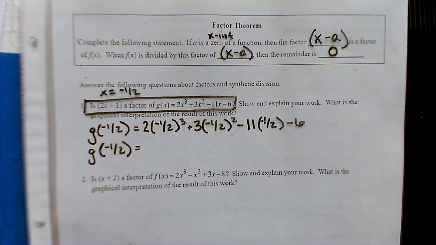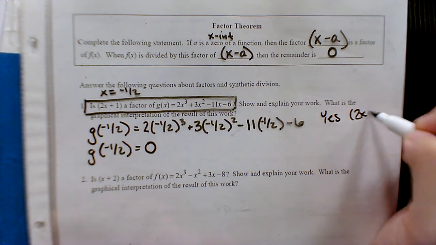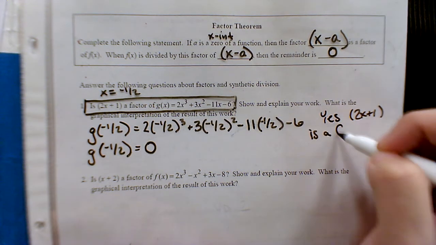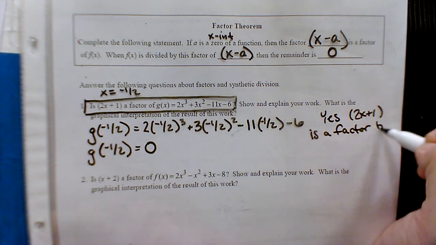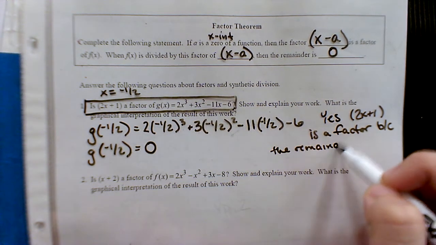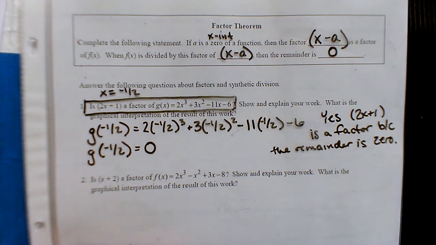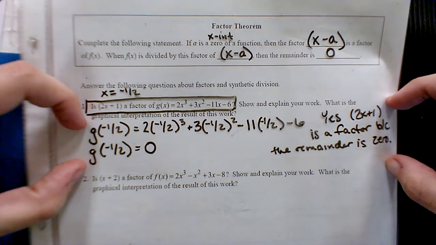What'd you guys get as your remainder? 0. Okay, so is 2x plus 1 a factor? Does it go in evenly? Yes. Okay, so yes, 2x plus 1 is a factor because the remainder is 0. So we showed the work, we explained the work.